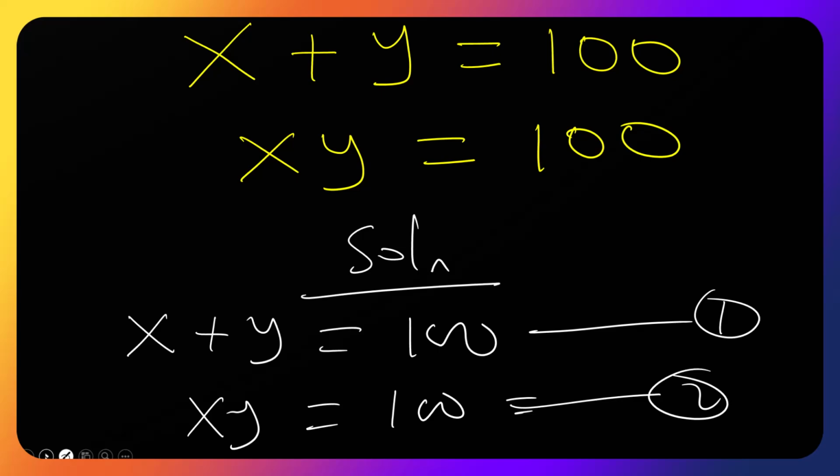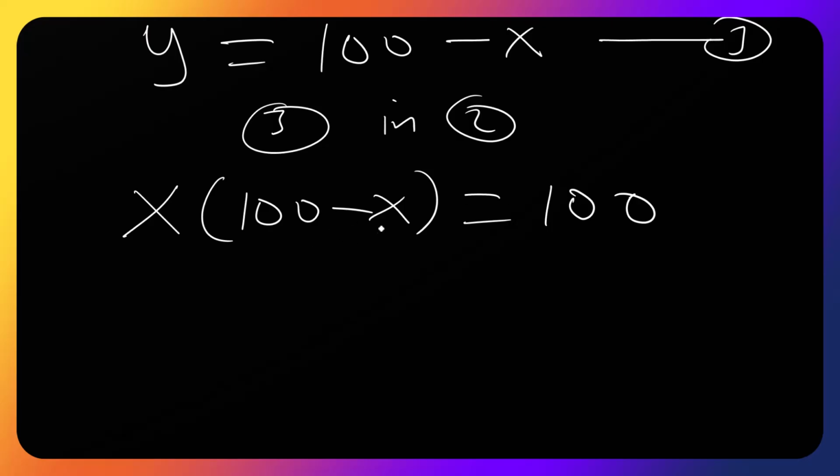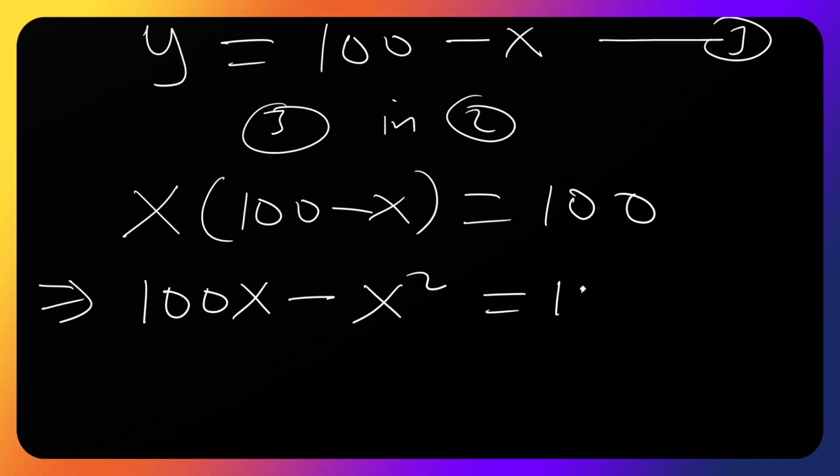So xy equals 100, but y is 100 minus x, so x(100 minus x) equals 100. Now let's expand this. So that will be 100x minus x squared equals 100. So let's arrange this one as a quadratic equation.